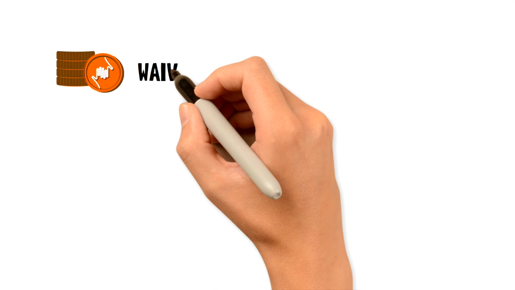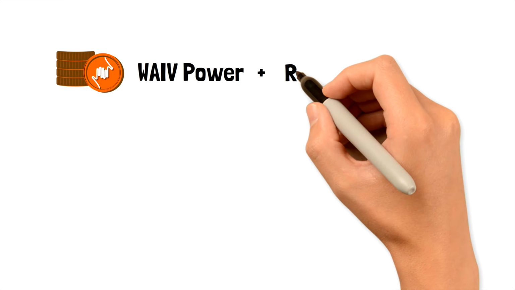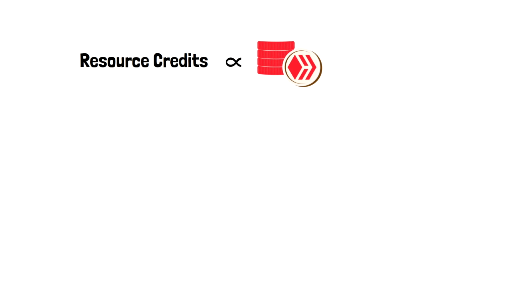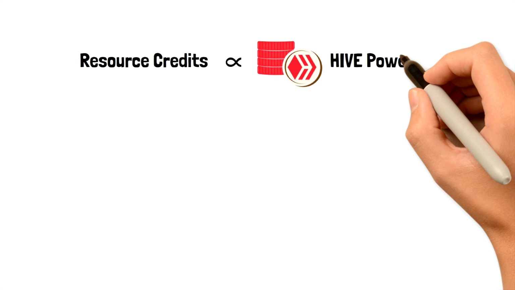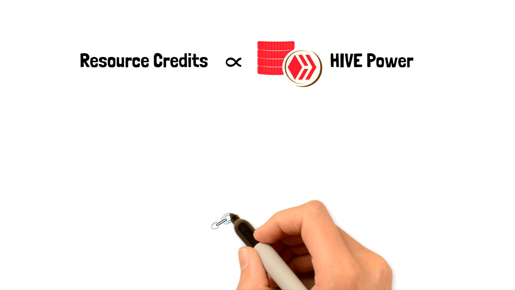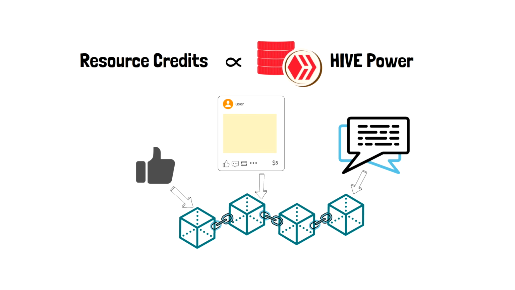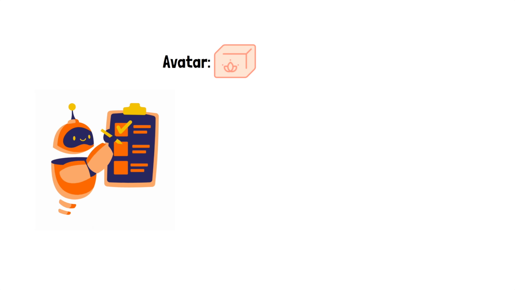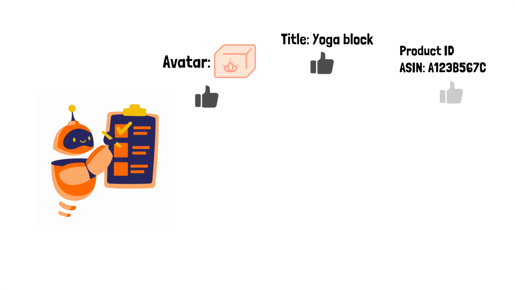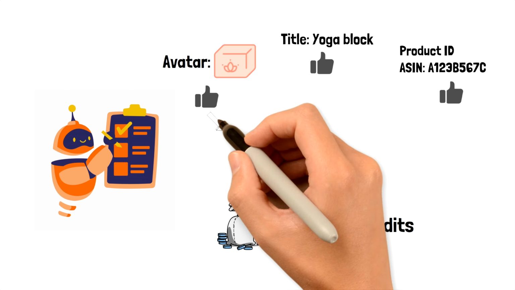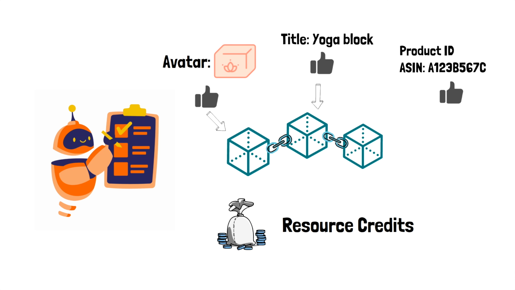In addition to Wave power, you will also need to have enough resource credits. Hive resource credits are credits given to your account based on how much Hive power you have, and they're used up whenever you record something on the blockchain, such as upvotes, posts, and comments. During the import, the bot will create product updates and upvote them for you, but you still need to have enough resource credits so that the bot can record these upvotes on the blockchain.